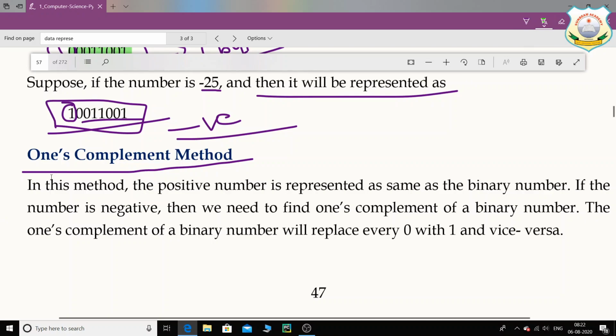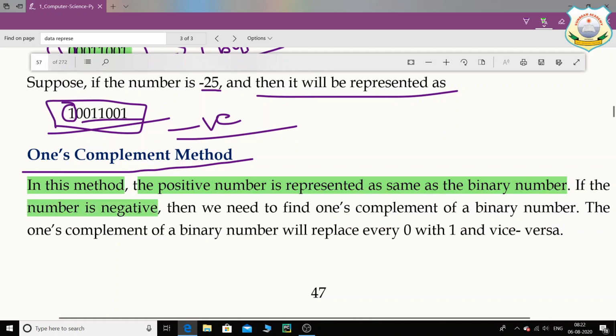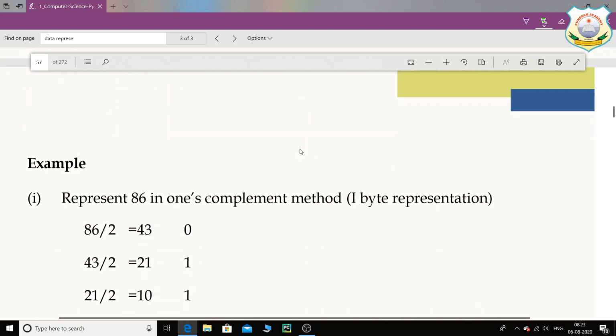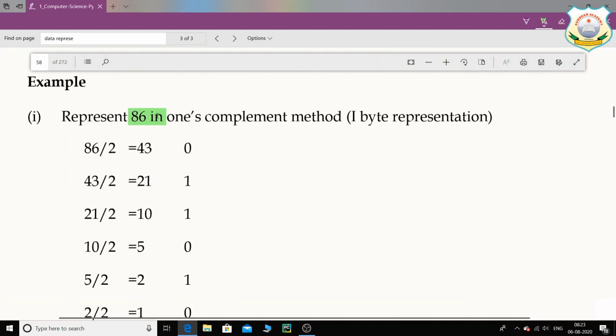Let me read out the theory. In this method, a positive number is represented the same as its binary number. If the number is negative, we need to find the ones complement of the binary number. The ones complement replaces every 0 with 1 and vice versa, which means 0 to 1 and 1 to 0. Let us take an example. They might have given some example. The number is 86.